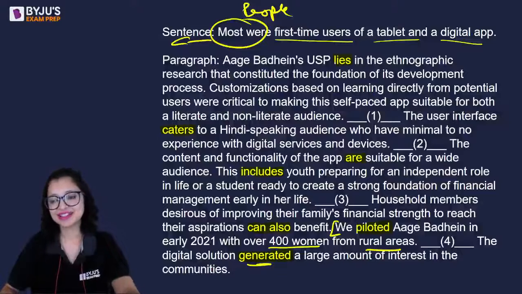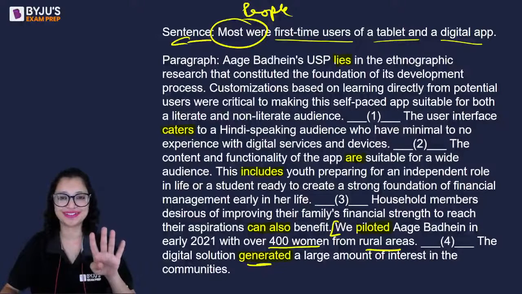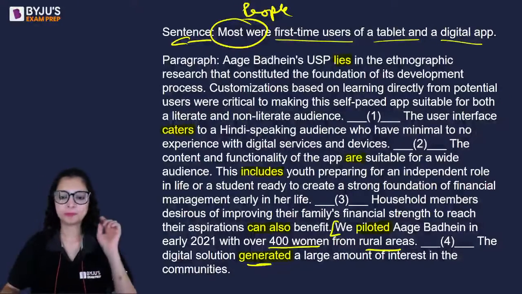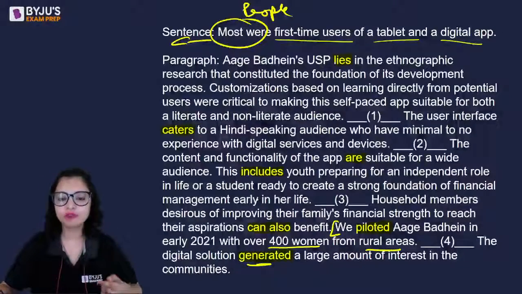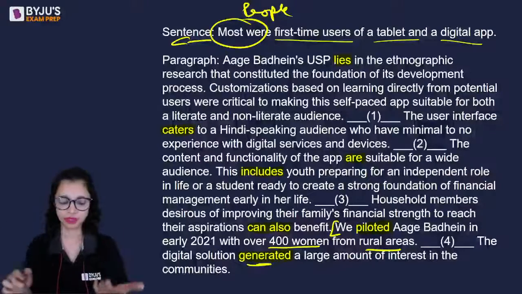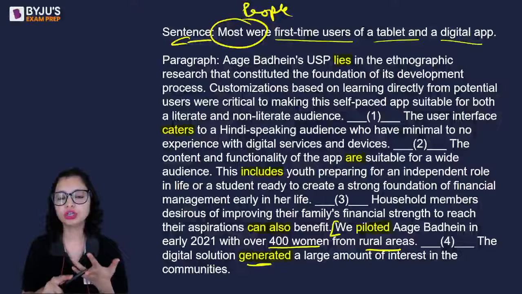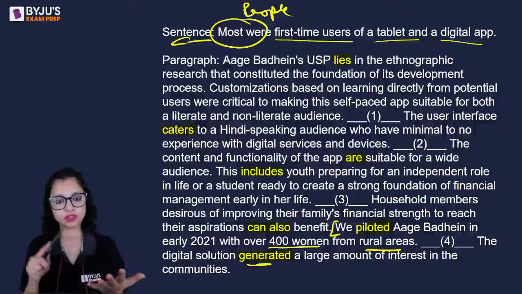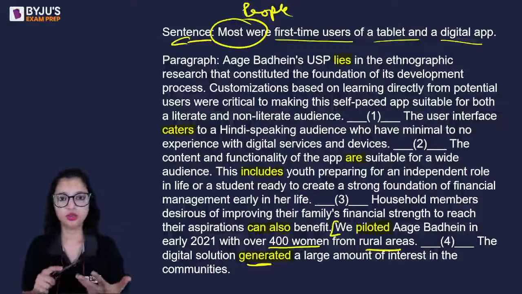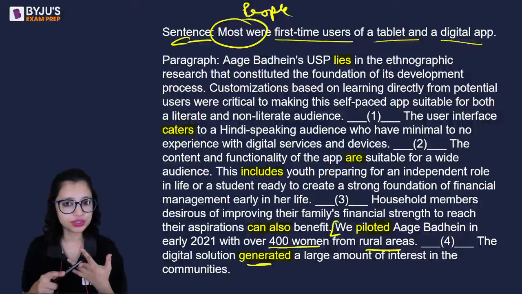The correct answer is going to be a 4. I will explain this once again. We have a continuity of the many features mentioned about Aage Badhiye. Who will be helped? Who can use it? Who is the app targeting? All the features. A student can use it. A youth can use it. You want to manage your finances, you can use it.